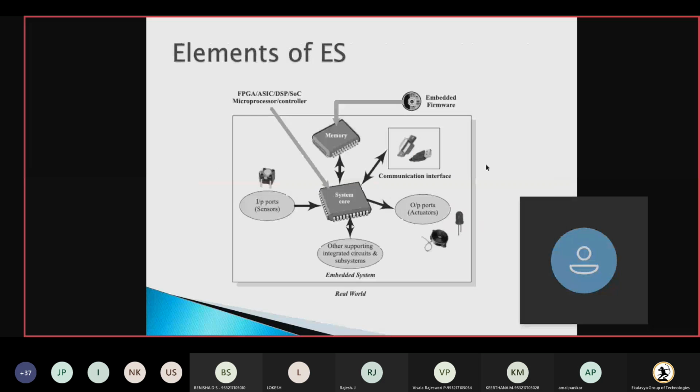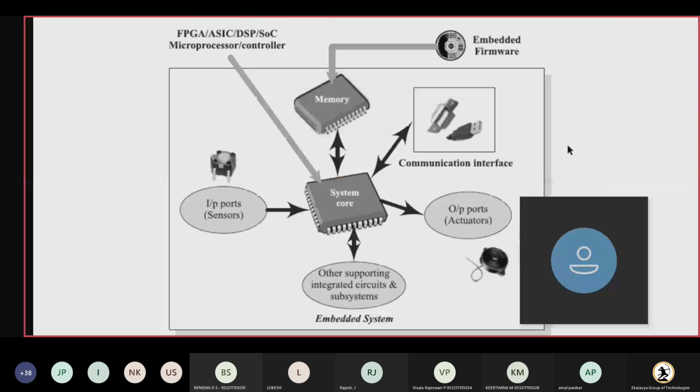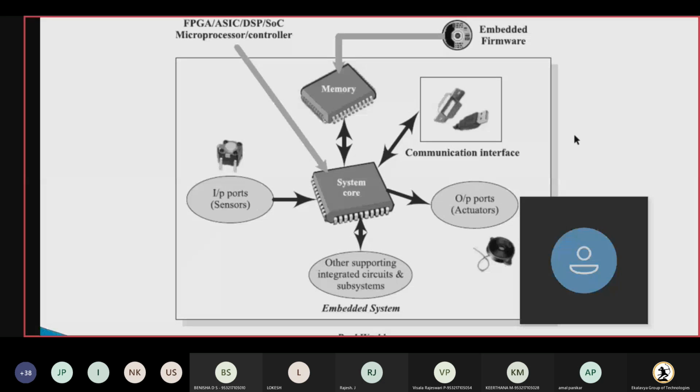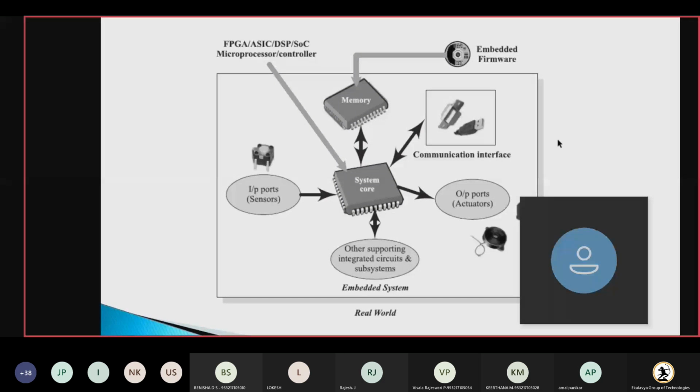Here you can see the system core, which is nothing but the microprocessor, and the input ports. The input port is nothing but the sensor. Next, you can see the memory, where we put the embedded firmware. We also have one more block, the communication interface block, and the output block.